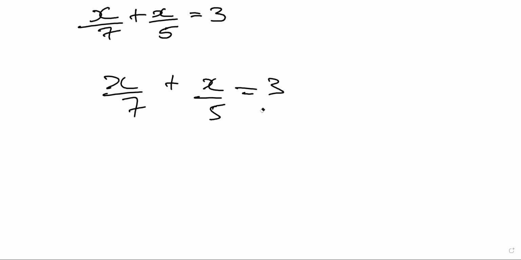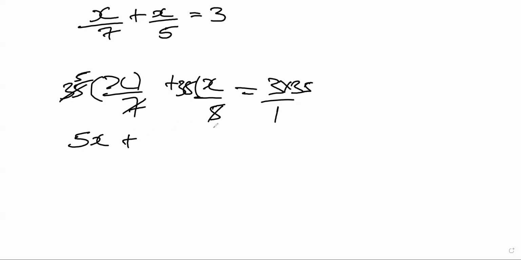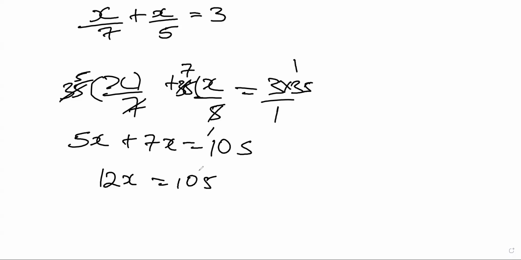Alright, let's go through it, guys. So we find our LCM, big number this time, right? 35. So we multiply through by 35. Everything times 35. 5 times x, 5x. 5 into 35, 7. And then 3 times 5, 15. Sorry, 7 times 3 is 21, and 5 times 3 is 15. So when we add, we get 12x equals 105. Notice it's a positive, right? So we add. And then we divide by 12.